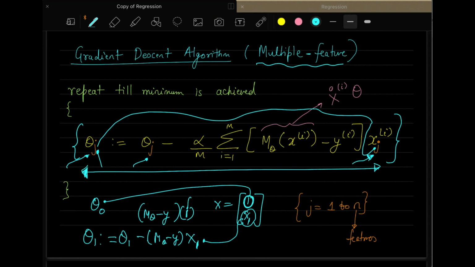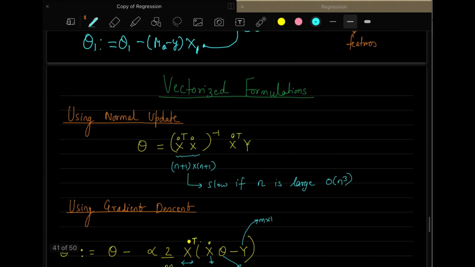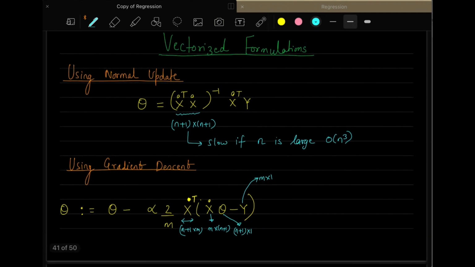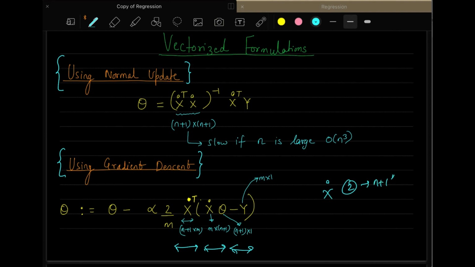Okay, so if there is no doubt, then you can see that the vectorized formulations for the normal update as well as for gradient descent, the equations are the same, there is no change. And you can check the matrix multiplications, they all agree. Even if you increase the dimension of the columns of x tilde from 2 to n plus 1, it will still remain the same and it agrees with the matrix multiplication format. So both these equations that we have derived earlier are still valid.